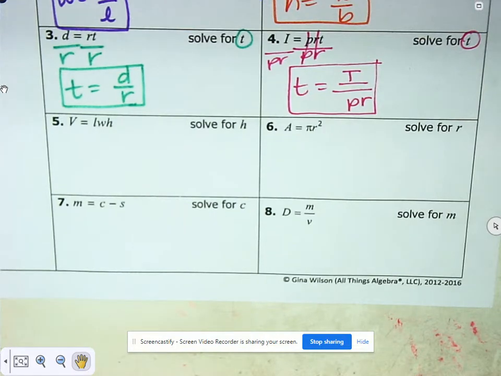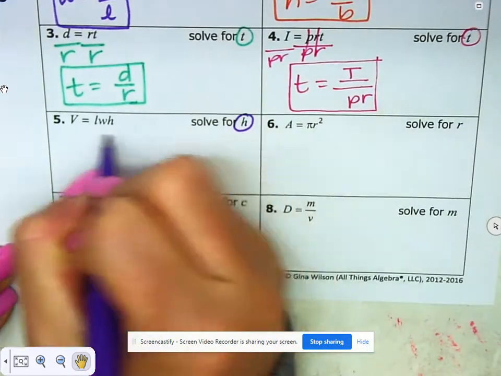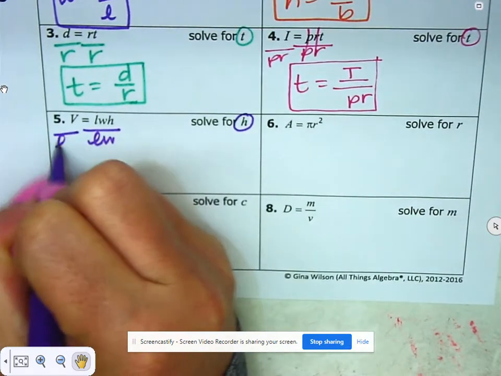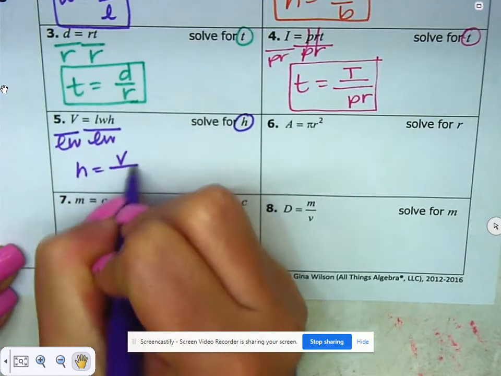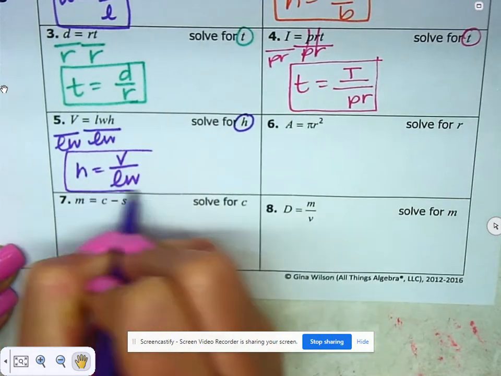Okay. Solve for H. So I'm going to divide by L and W all at one time. So H equals V divided by LW.